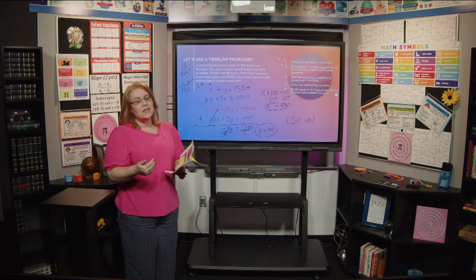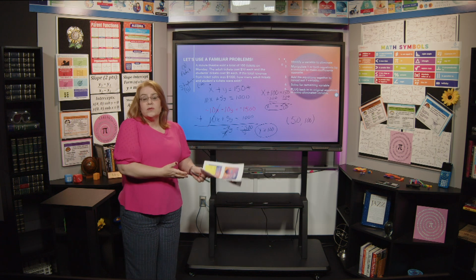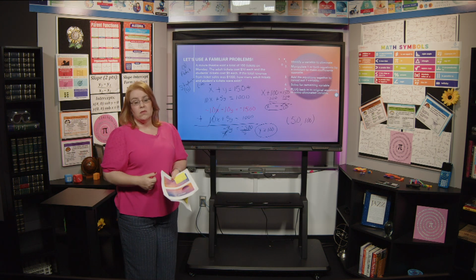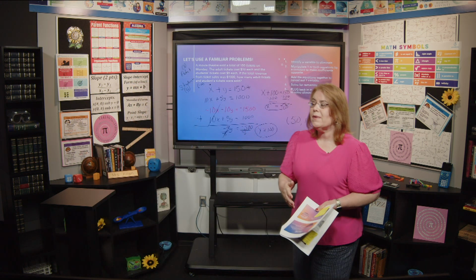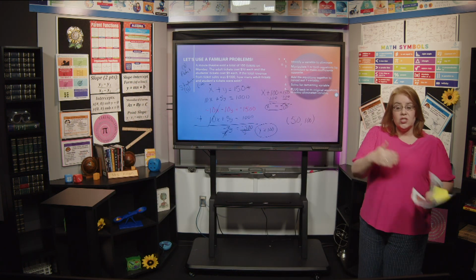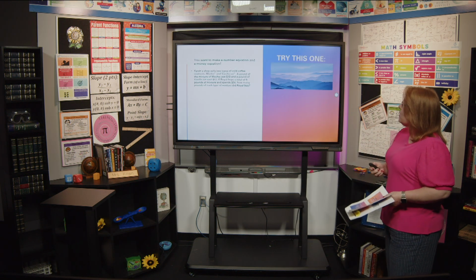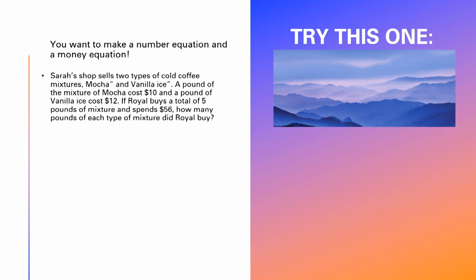When we're eliminating something, we're getting rid of it. Like if a job is eliminated, that job's no longer there. Or if we have eliminated a problem, that problem is no longer there. So that's what we're talking about when we say elimination. We always want to make sure that we're getting rid of something to solve for something else. So look at some more problems. It says, you make a number equation and a money equation. So we've learned number plus number equals number, money plus money equals money.